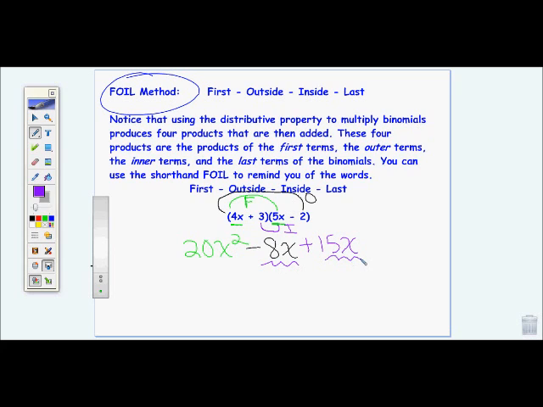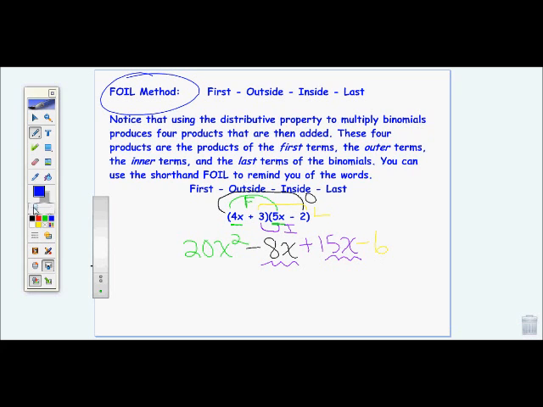Notice this is similar to what we were doing in the visual blocks there. I have two terms that are like terms. And then our last ones would be the last one of my first binomial and the last one of my second binomial. So that would be the positive 3 times negative 2, which gives me negative 6.